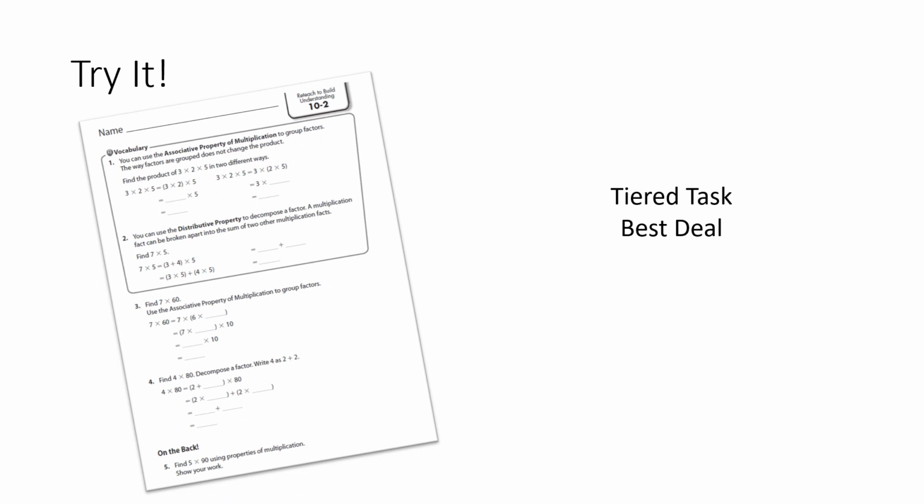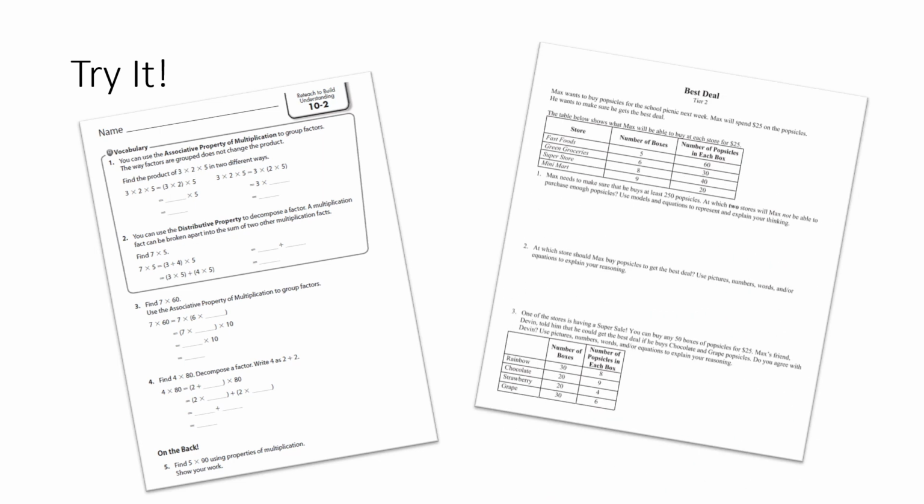Wow. Thanks again, Mr. Pizek. That was awesome. Now, boys and girls, it's your turn. Use what you learned today to try it out for yourself. In your packet, you have reteach page 10-2. It has some vocabulary at the top talking about the associative property and the distributive property of multiplication. And then take a look at the tiered task called Best Deal. Have fun, and we'll see you soon.